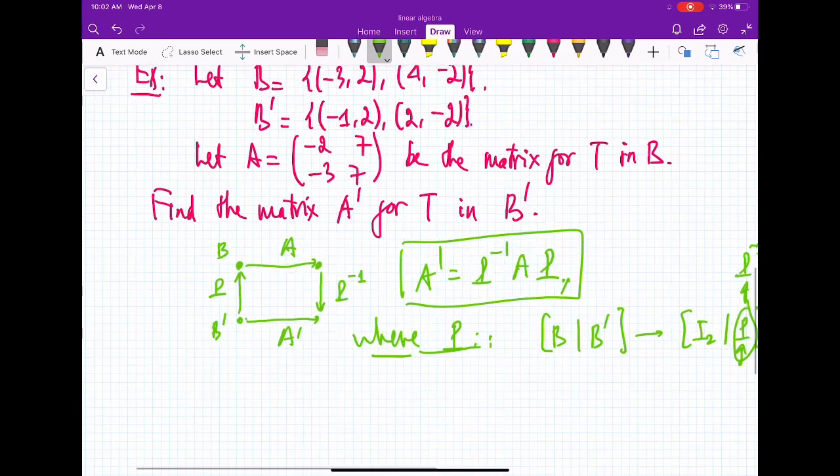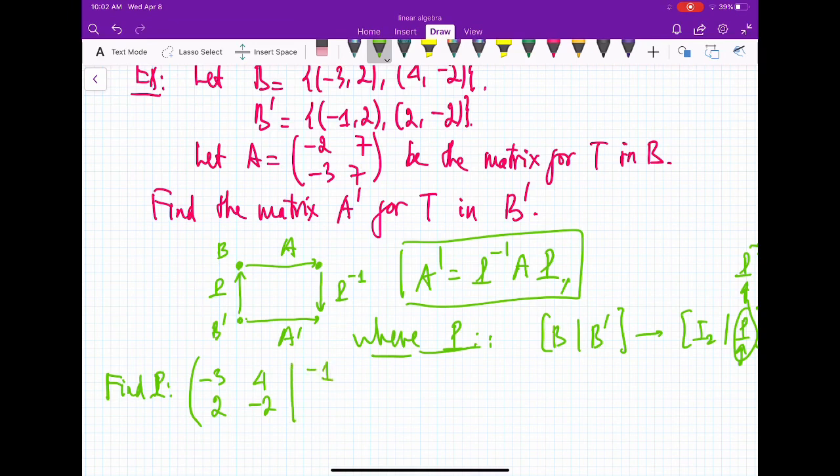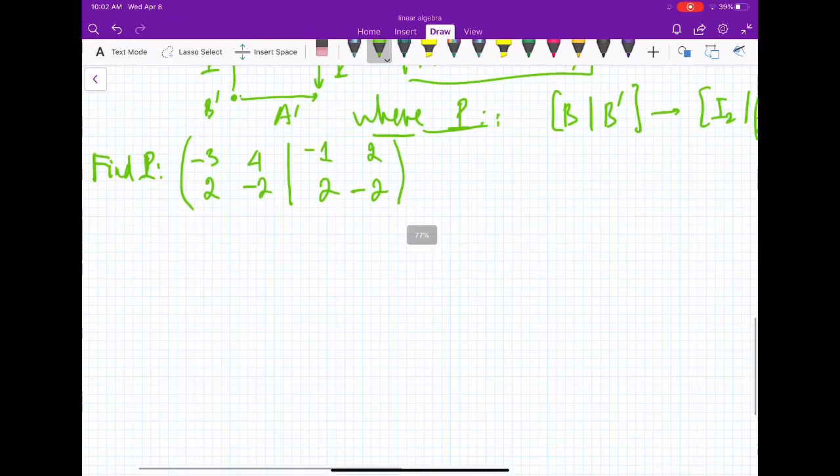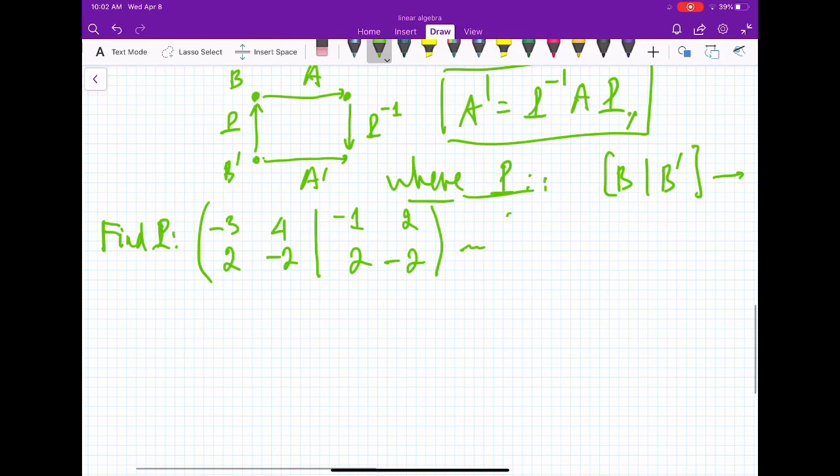So we have B is negative 3, 2, 4, negative 2. Don't forget that we need to write it in column form. And then here is negative 1, 2, and then 2, negative 2. So you need to use elementary row operations. I want to make 1 on the first row. I want this guy to become 1, so I multiply the second row by 2 and add to the first.